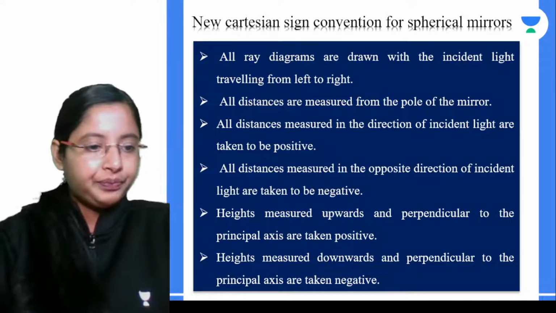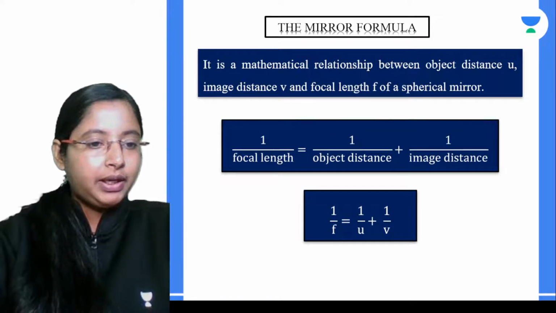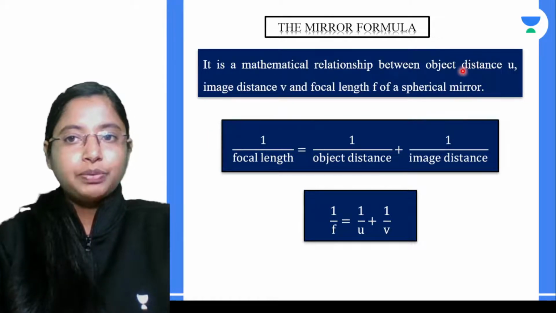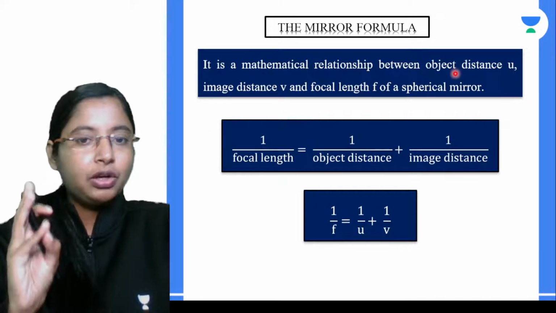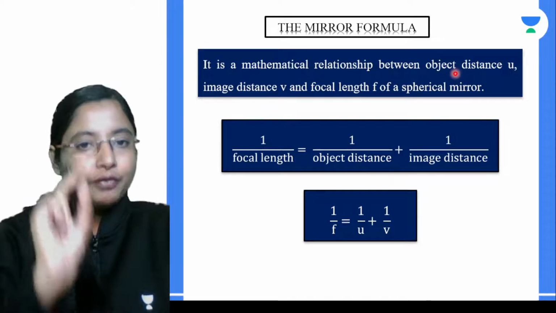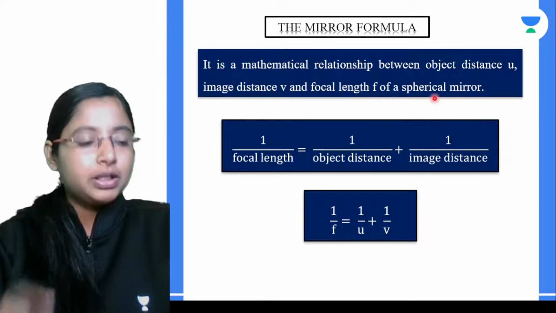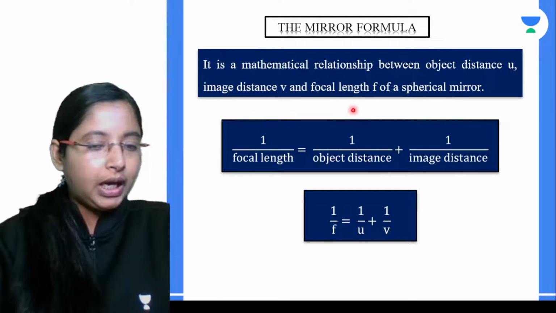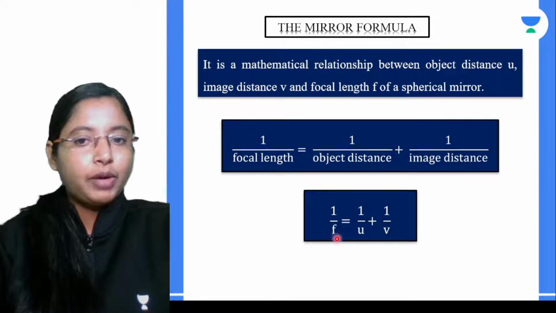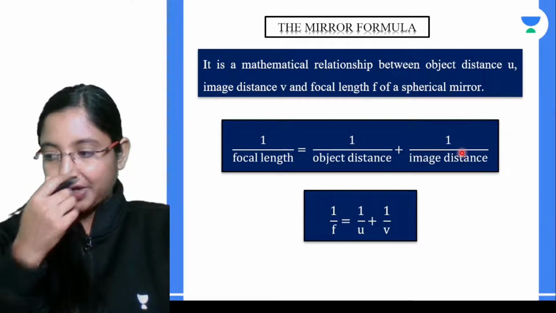Alright, now let's do the mirror formula. The mirror formula just gives a mathematical relationship between the object distance from the pole where the object is placed, the image distance from the pole where the image is formed, and the focal length of the spherical mirror. So the mirror formula itself is 1 by f is equal to 1 by u plus 1 by v. This is all we are trying to derive right now.